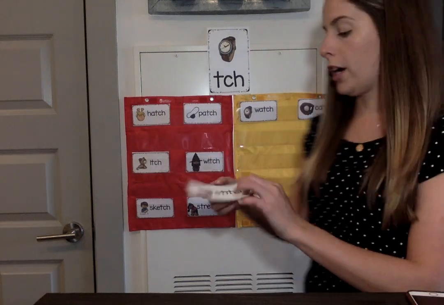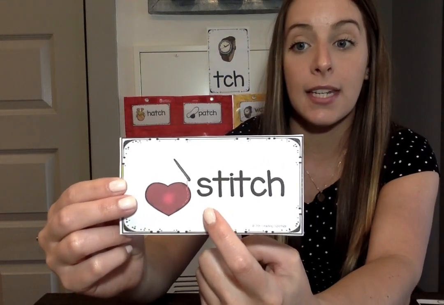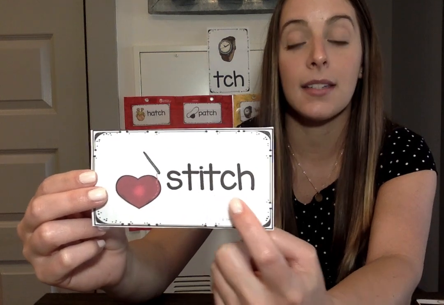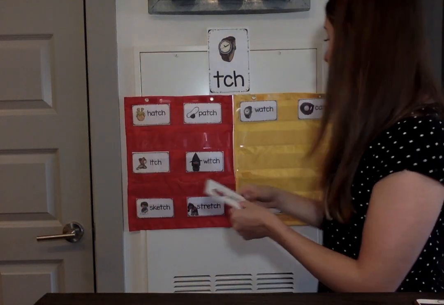Another example with our short I, and that is stitch. What you do if you are sewing, stitch. We know that ST says st, short I says i, TCH says ch. Sound that out. St, i, ch. Blend it. Stitch.